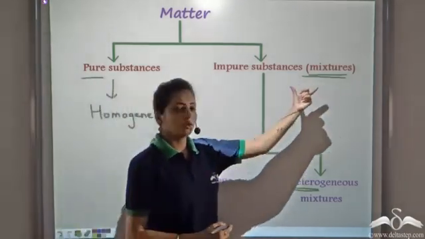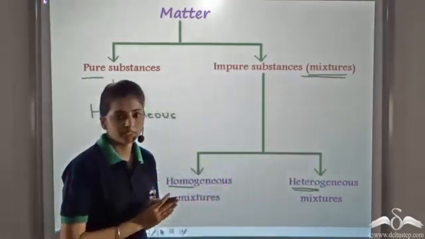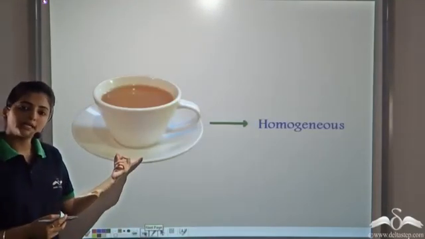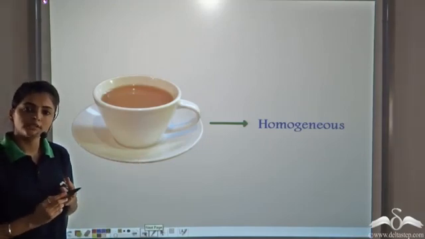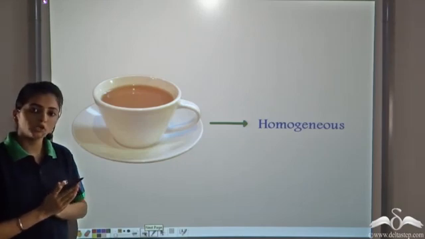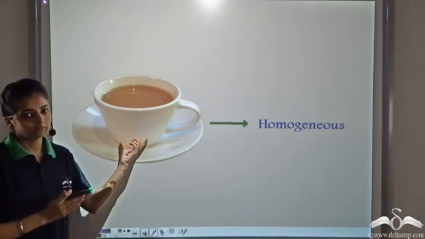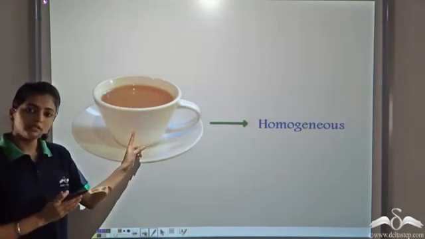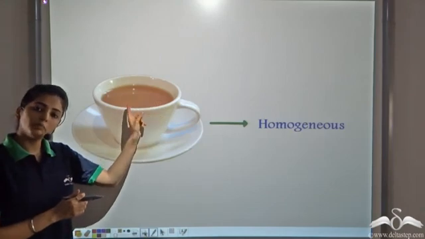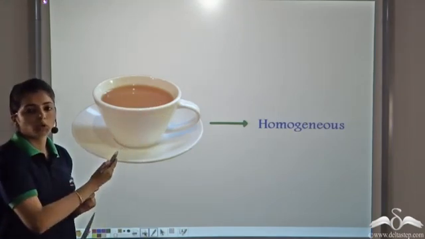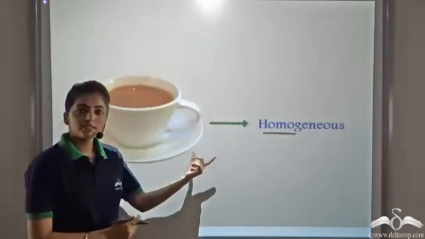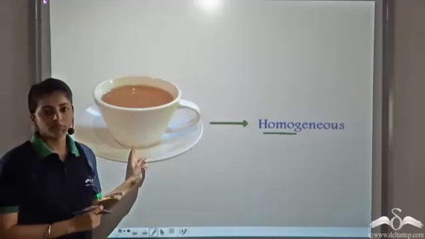Now let's focus on the mixtures, which are the impure substances. So we have tea. How do you make tea? You add milk, water, tea leaves, sugar and so on. So you add more than one kind of particles and hence you form tea. But when the final product is ready, you are not able to distinguish the tea leaves from water or milk. So it looks the same throughout, or it is homogeneous. That is, it has the same composition throughout its mass.